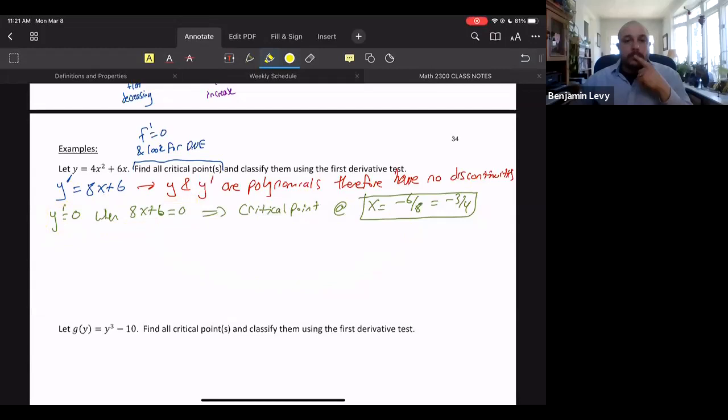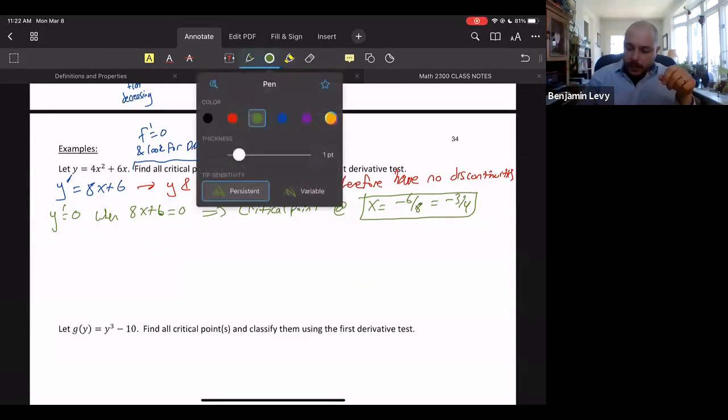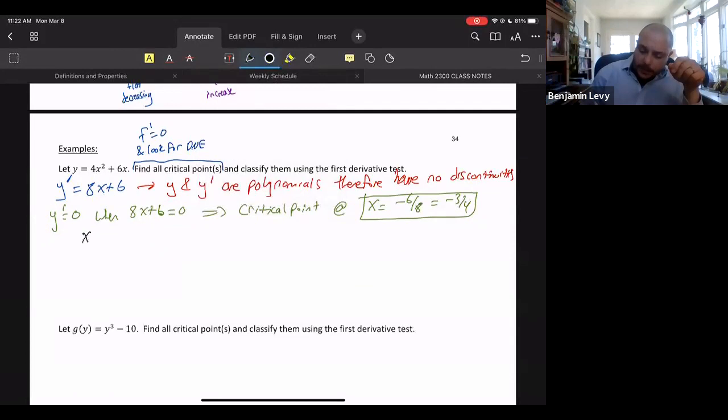Okay, so this is a flat point. All we know is that at minus 6/8 or minus 3/4, it's flat. It could be the top of a hill. It could be the bottom of a trough. It could be one of those intermediate point of inflection things. And so we just pick a couple points around that point and plug them into the derivative. So let's do that. Let me pick another color here. I'm going to make my table just like on the last page, and we're going to plug them into the derivative. Super easy to do on this one because it's just a polynomial.